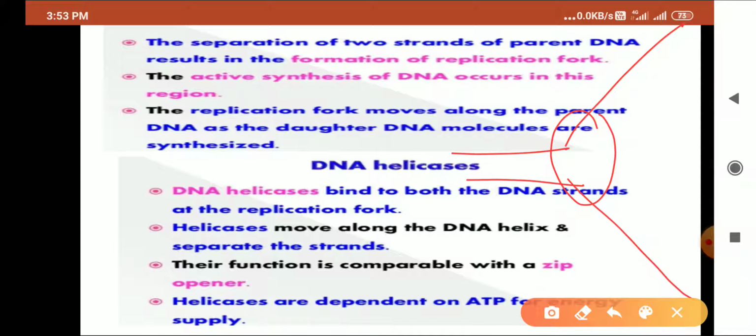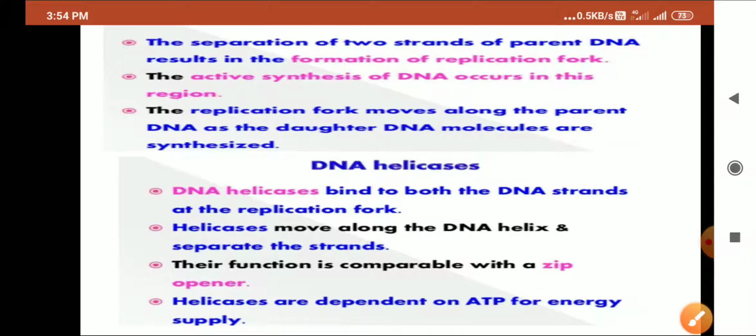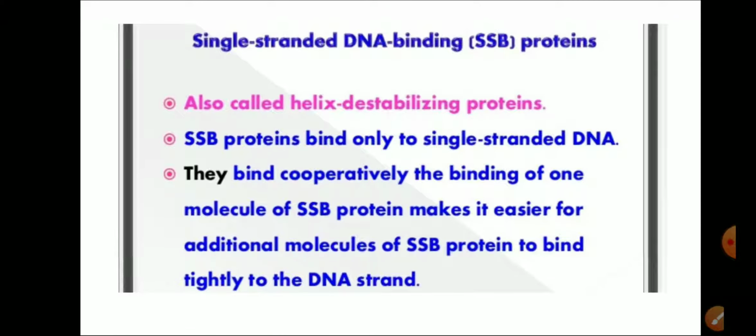We have the proteins named as DNA helicases that bind to both the strands of DNA at this location, and helicases move along with the DNA helix to separate the strands. Their function is comparable with a zip opener. Like a zip opener opens the zip and makes the two sides separate, helicases perform the same function. They are dependent on ATP. Single-stranded binding proteins, that is SSB, are also called helix destabilizing proteins.